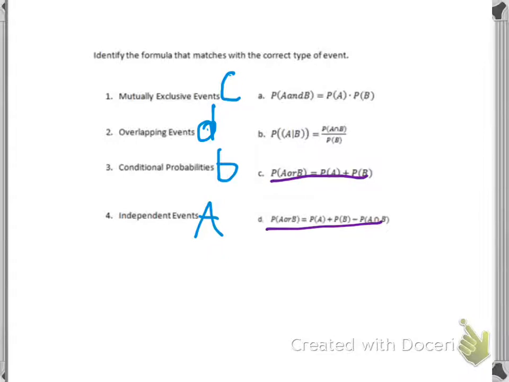Conditional probability: probability of A given B is the probability of the intersection of A and B over the probability of B. Independent events: probability of A and B, or the probability of A intersect B, is equal to the probability of A times the probability of B.